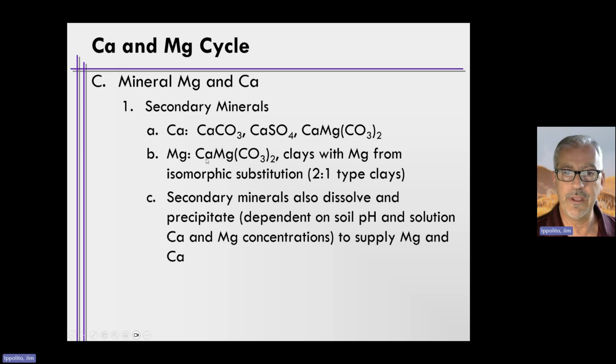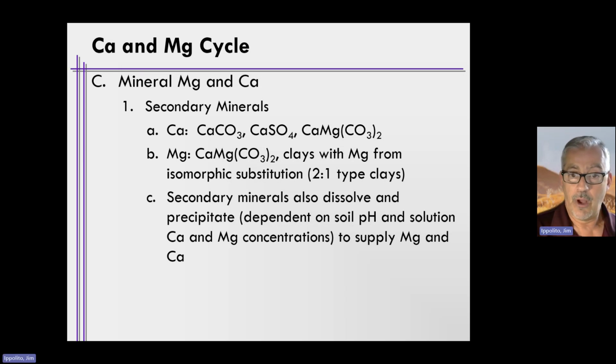In terms of magnesium, we can find dolomite, or we can find clays that are present in our soils that contain magnesium. And you should remember this, or this should flip on a light bulb, that this is something we discussed when we talked about isomorphic substitution, that magnesium can replace aluminum in the crystal lattice of 2-to-1 type clays. And thus, magnesium may be present in 2-to-1 type clays. And believe it or not, 2-to-1 type clays do weather over time to form 1-to-1 type clays and release magnesium to the soil.